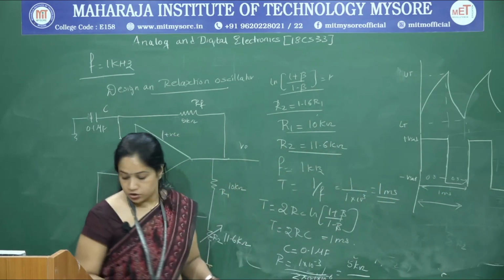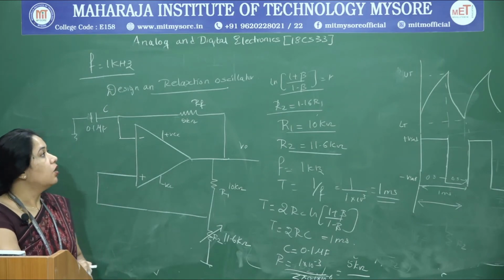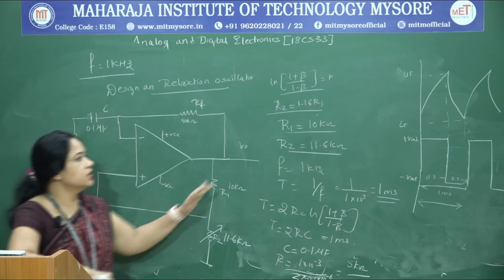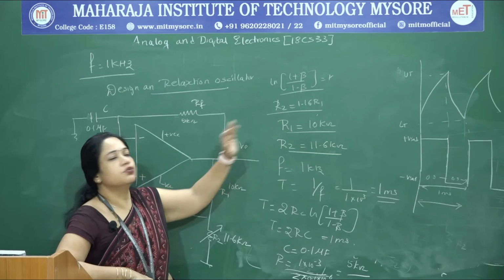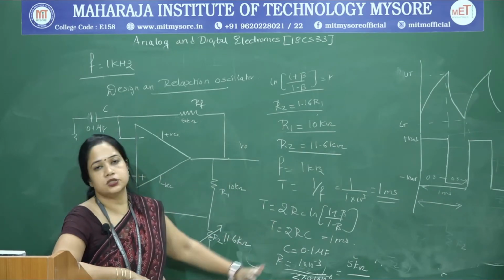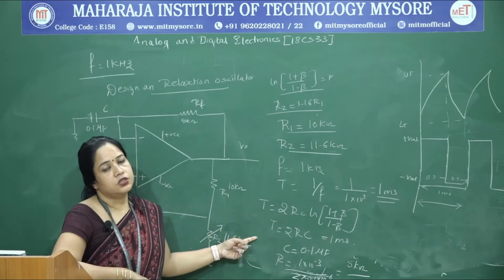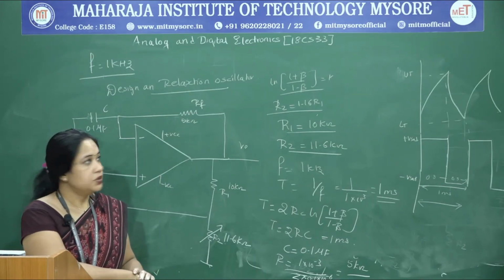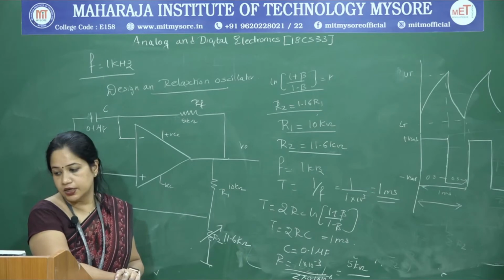So, you could be asked to solve similar problems on the relaxation oscillator. The only thing, to make the design simpler, is that you choose R2 equal to 1.16 R1. Then your design expression reduces to T is equal to 2RC. Choose a suitable value of C, find the corresponding value of R, and your design is ready. With this, we complete our discussion on the relaxation oscillator.